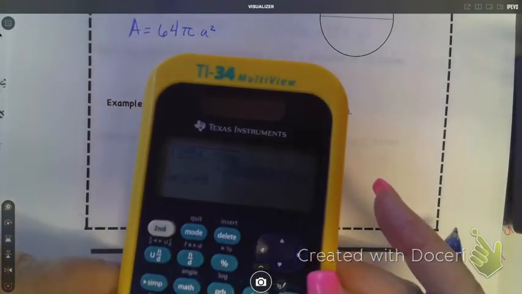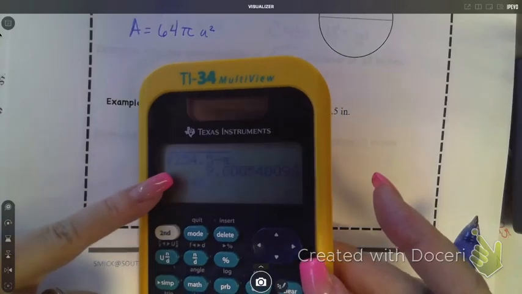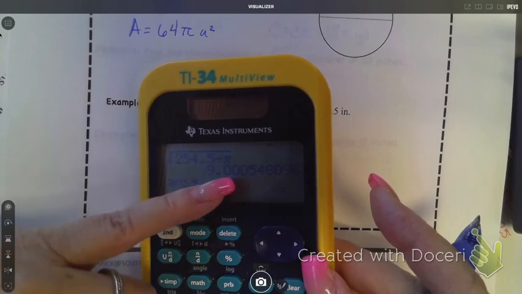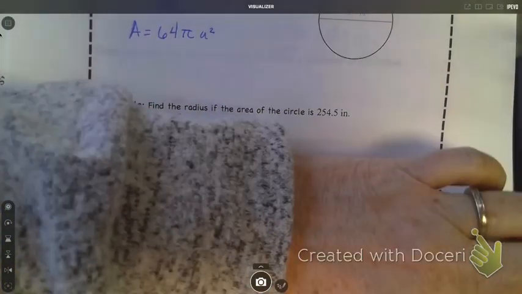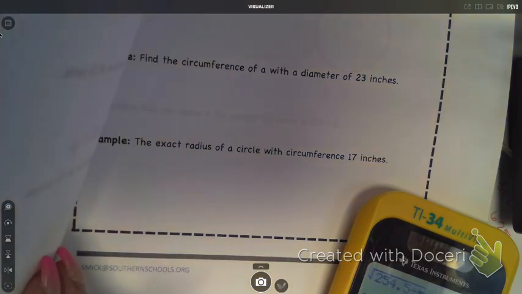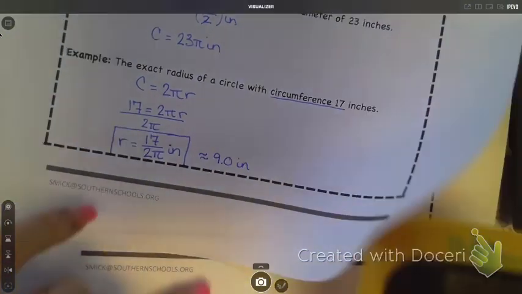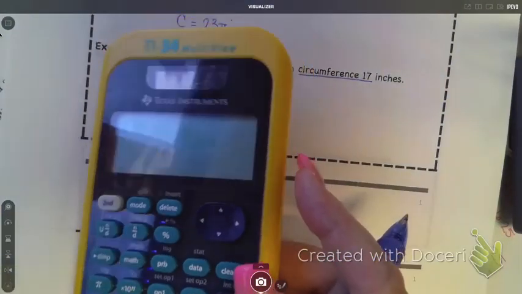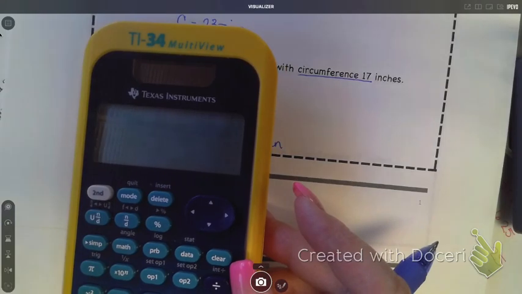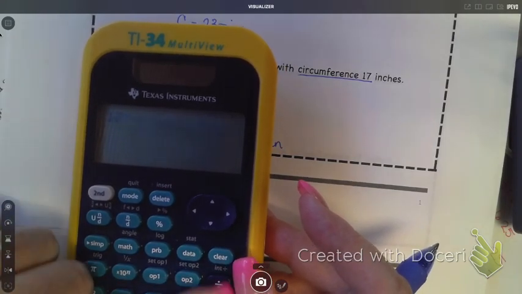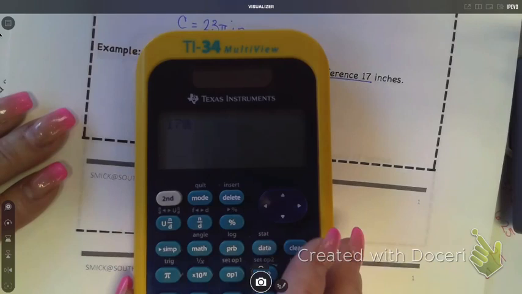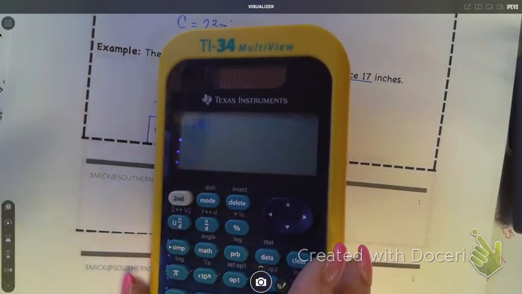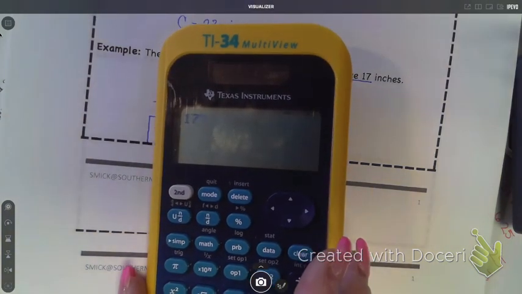And I just put it in the calculator exactly how it was. The square root, can you see it? The square root of 254.5 divided by pi. Let's go back and fix the front. I should have looked. Okay, so 17 divided by 2 pi. So when I do this in the calculator, I'm trying to make sure you guys can see it. You've got to have 17 divided by, and you can't see that. Why? I hate that. Can you see that? You see it now? Yeah.